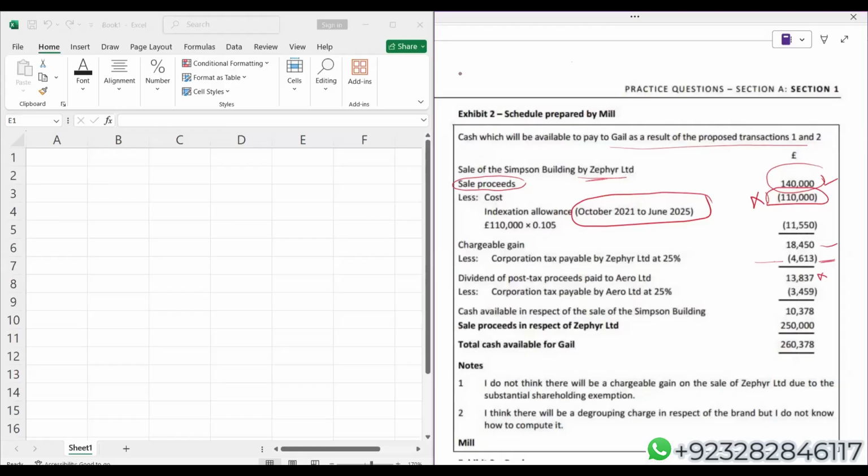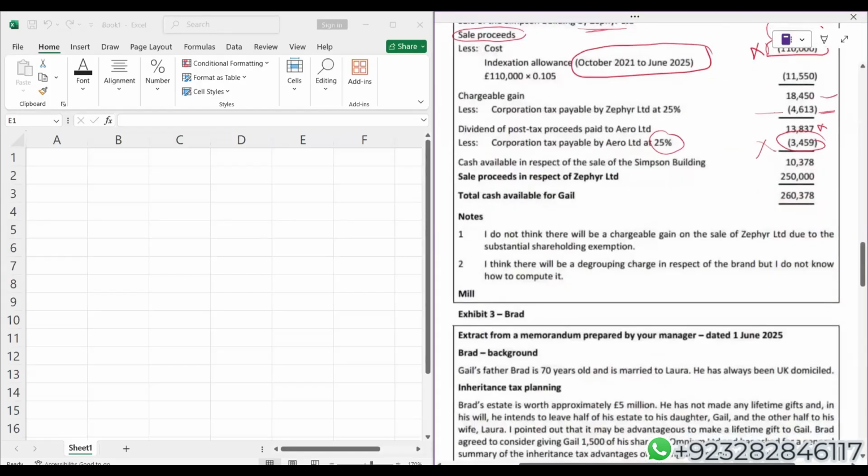Then corporation tax 25%. That's something very interesting and technically incorrect. Can I say when one organization is giving dividend to another company in the UK, dividend income within the corporation tax is exempt. There's no tax on dividend income. Here they are calculating tax on dividend income. Cash available in respect of the sale of Samson building. Okay. What else?